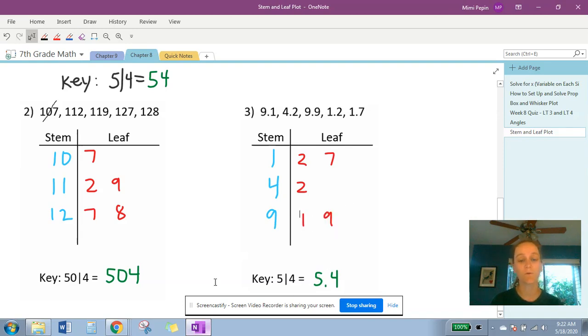So the key is really important at the bottom, because over here, if I didn't have a key, this could be 10.7 and 11.2. So it's really important that you make it clear what's happening in the stem and leaf.